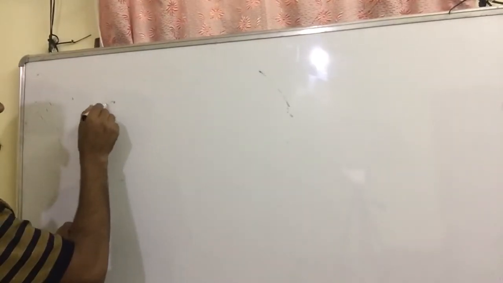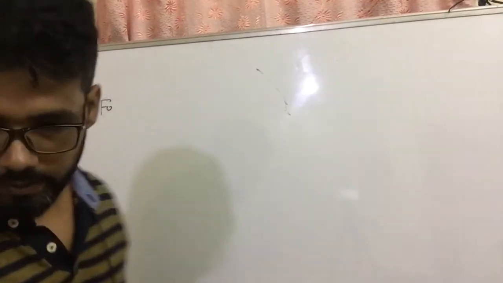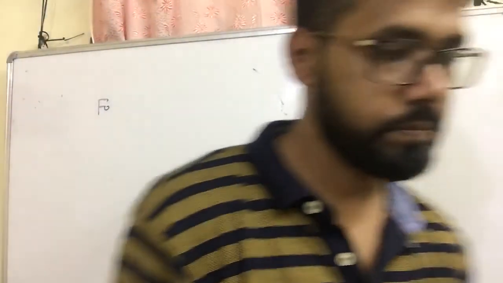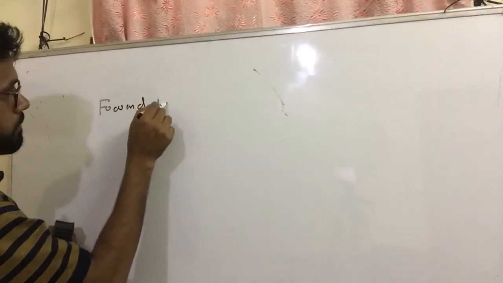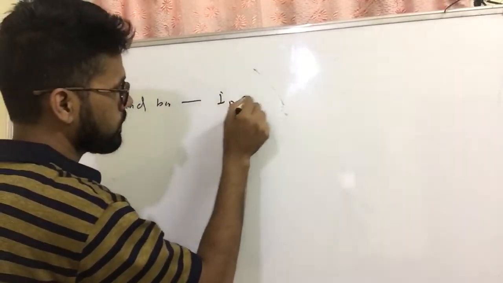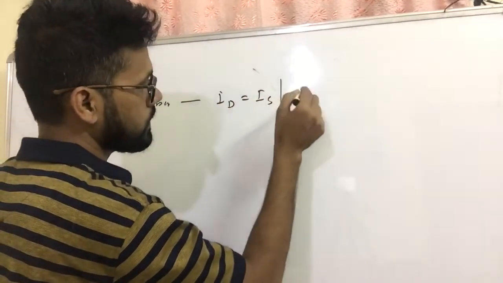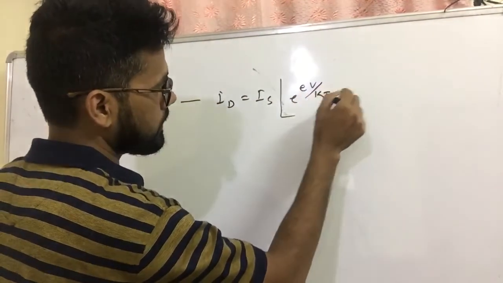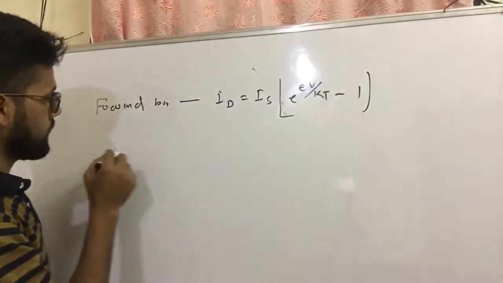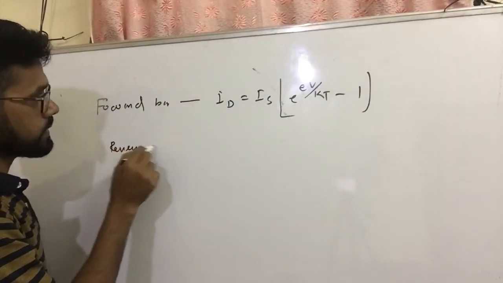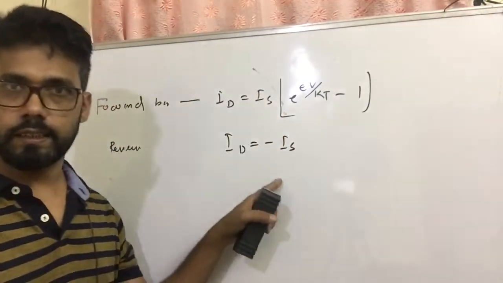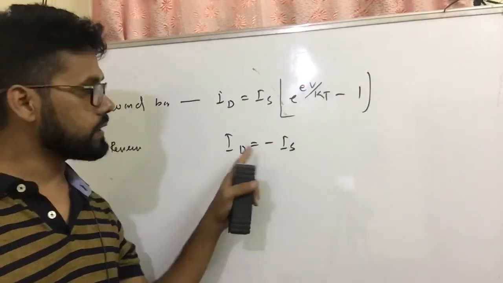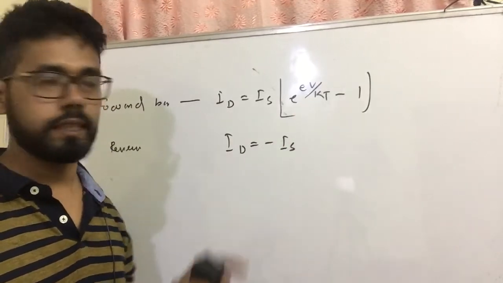I'm writing again forward bias equation, ID equal to Is e to the power eV by kT minus 1. This equation is known as the Shockley equation. Okay. Reverse bias, ID equal to minus Is. Clear? This is the reverse bias equation, and this equation is derived from here, a mathematical equation.